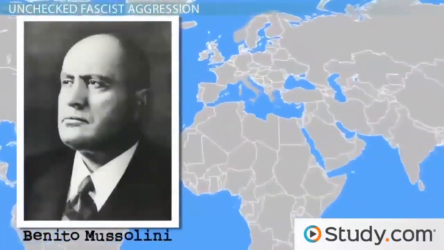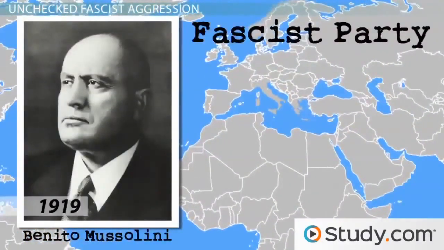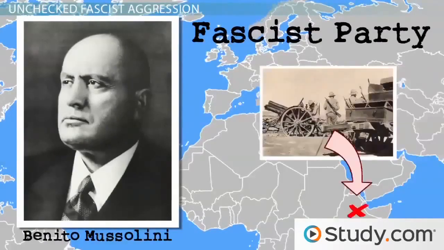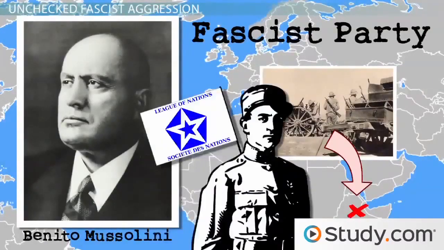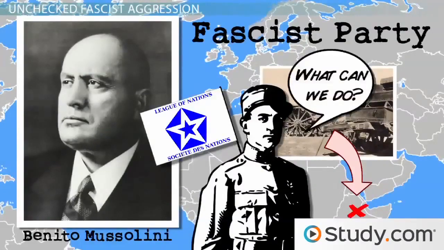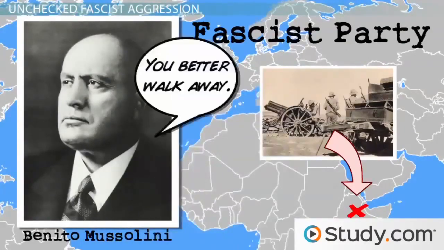Benito Mussolini formed the Fascist Party in 1919, and by 1926 he had complete control over Italy. Then he moved to re-establish the old Roman Empire by invading Ethiopia in October 1935. Yet the League of Nations looked on. Without a military force, they were unable to do much more than embargo certain exports to Italy.